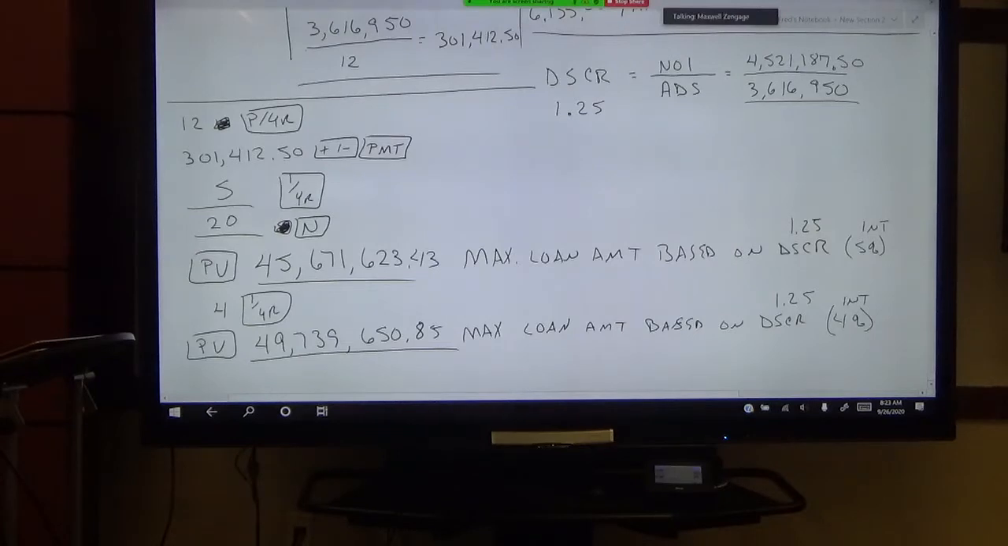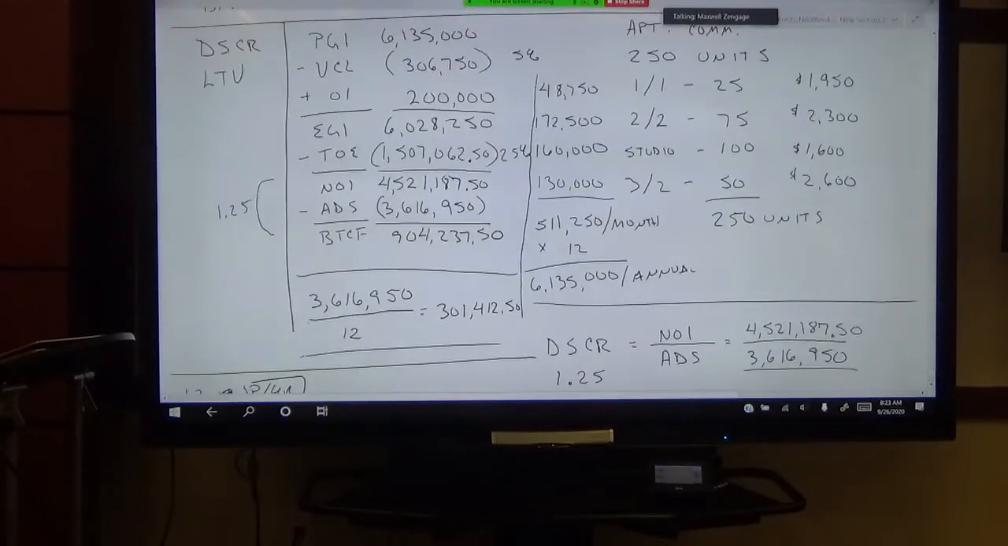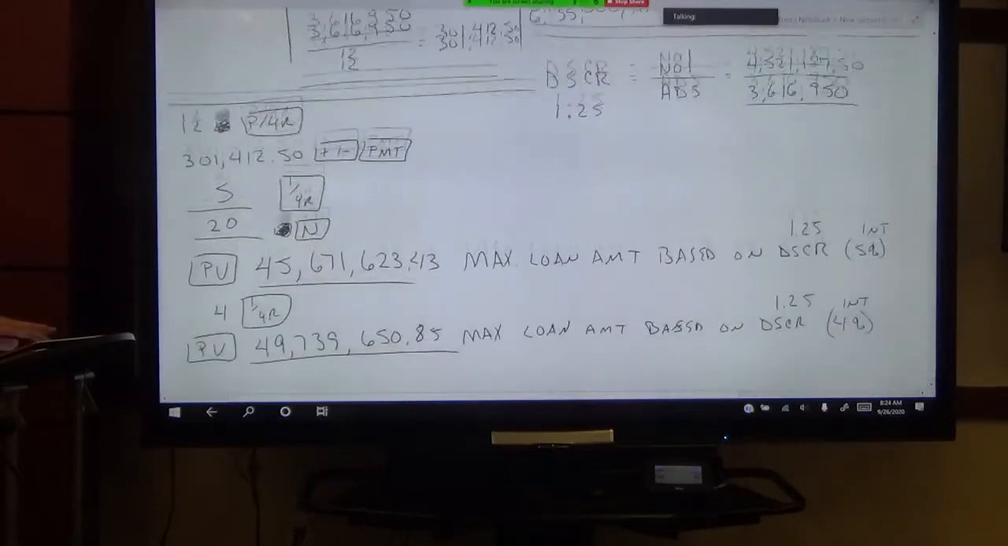Another question, go ahead. The VCL is 5% of PGI, but then the 25% is of the EGI. Yes. The question would state what the percentage is from. Right. Okay. Okay. Anything else? What does ADS stand for? Annual debt service. That makes sense.